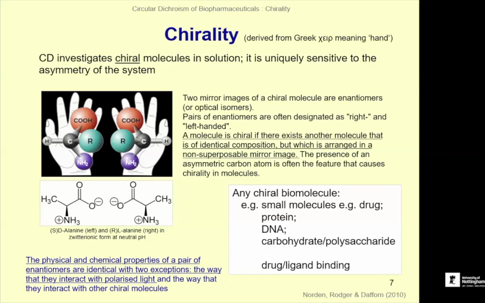Now, I've mentioned the chirality thing, and dependency on a chiral molecule somewhere in the mix. And we'll come on to talking about achiral drugs in a moment. So CD depends on chirality in solution, and this reflects the asymmetry of the molecules that you're looking at. So you're all familiar with the term of enantiomers.